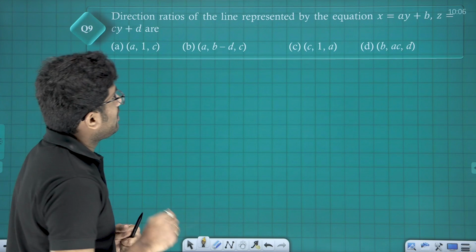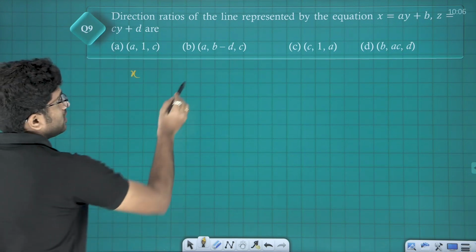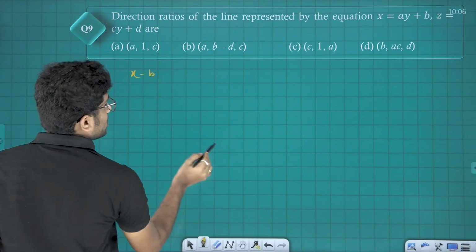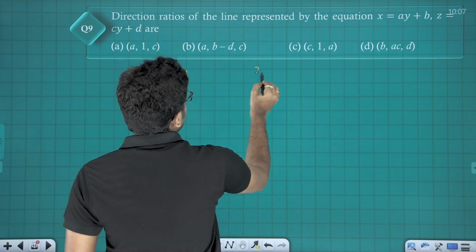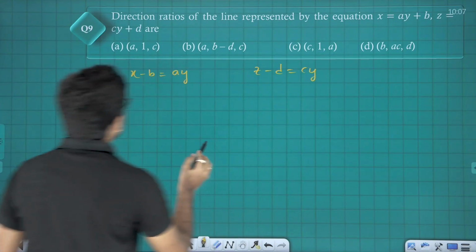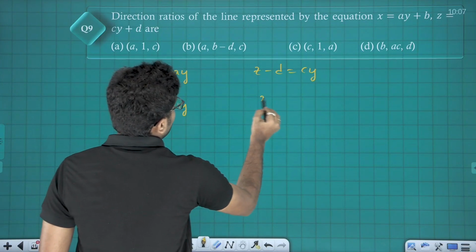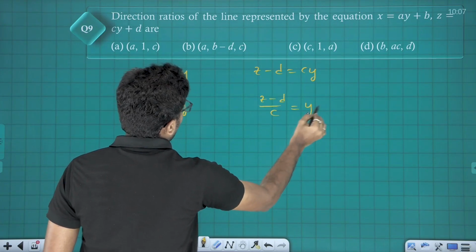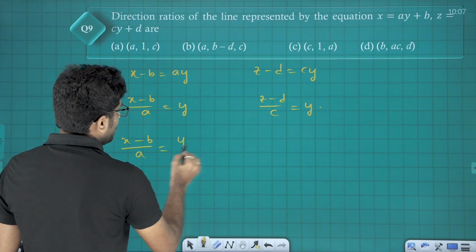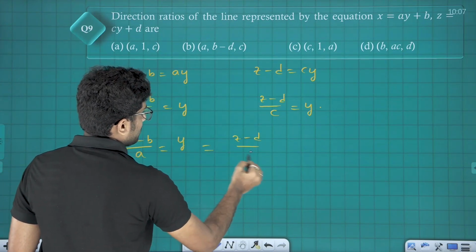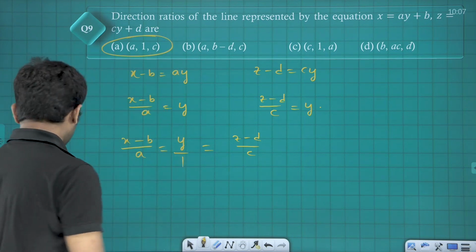DRs of the line represented by the equation is nothing but, see friends, express the line in standard form. So from here we get x minus b is equals to ay, and one more thing, z minus d is equals to cy. So x minus b by a is equals to y, and z minus d by c is equals to y. So from here clearly x minus b by a is equals to y is equals to z minus d by c. We can write this as y by 1. Hence the DRs will be a comma 1 comma c, friends. Next question.